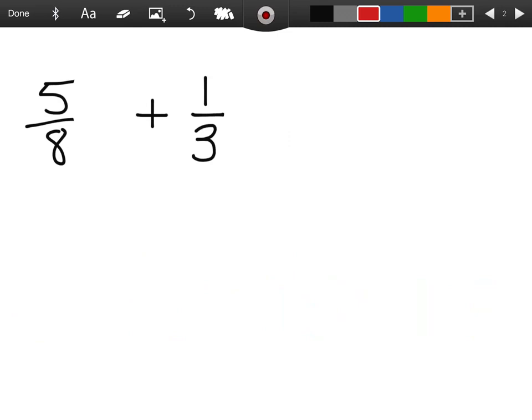I know when I'm doing addition problems with fractions, I need to make sure that my denominators are exactly the same. So I have to look at these two numbers and figure out what is the smallest number that they have in common. Well, in our case, the smallest number these two have in common is 24. So I want to be able to make the denominator 24. Well, what do I have to do to 8 to turn it into 24? I have to multiply by 3.